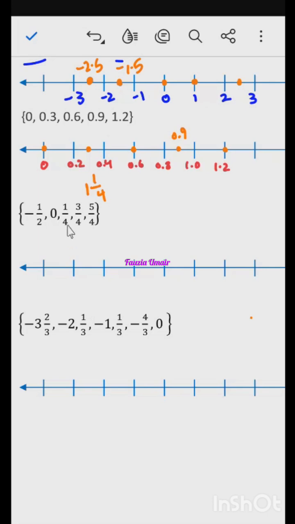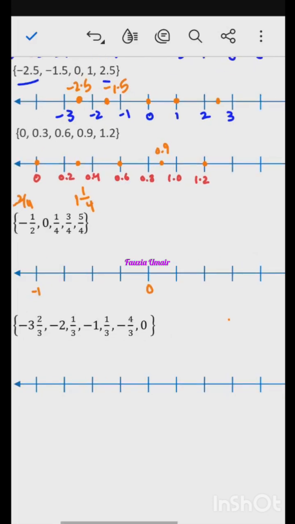So देखिए, this minus 1 by 2 can be written as minus 2 by 4. So I need basically 4 parts. Okay, so if this is 0, so 1, 2, 3, 4 parts, and this is minus 1. So I want to take 4 parts here also so that I can accurately plot all of them on the number line. So this will be 1, right? So now we can see what are the points we need to label.